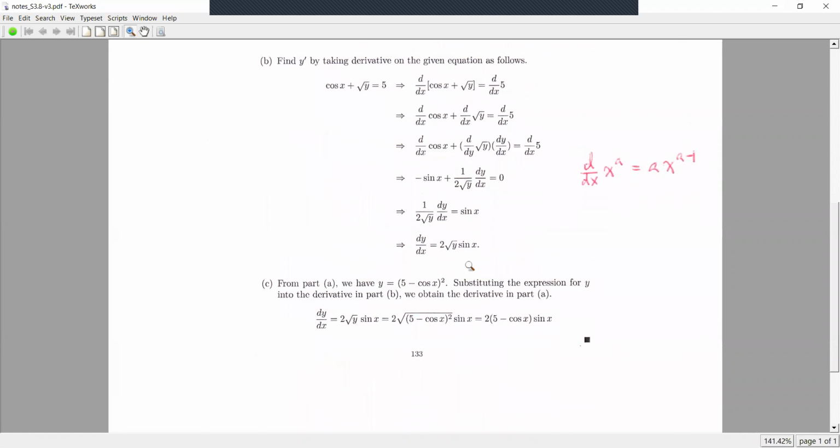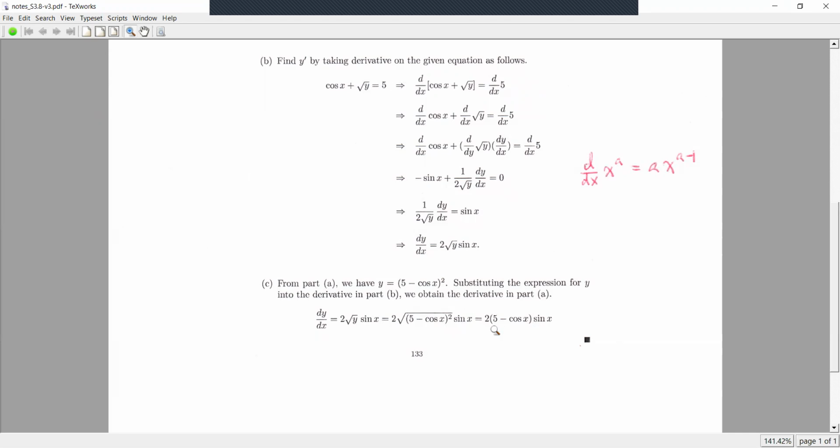This is the derivative obtained in part B. Plug in the expression for y in the y here. Then we have this equation. Cancel the square root and the square. Then we have this equation.